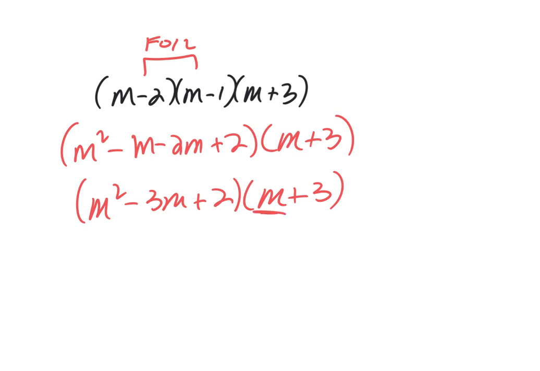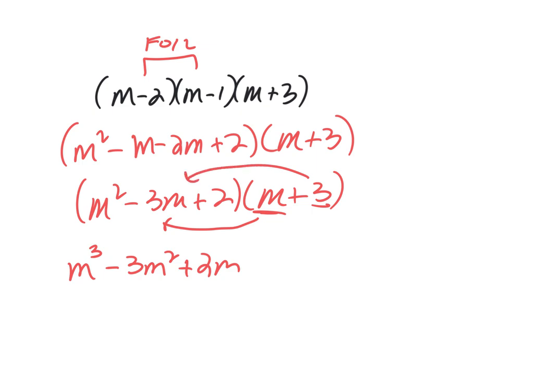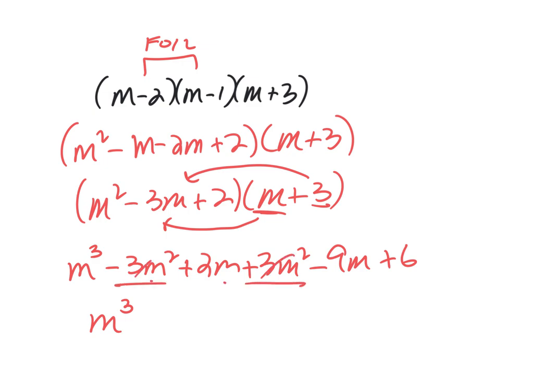So I'm going to take the m, going all the way through. I'm going to get m times m squared, m times -3m, m times 2. Then I'm going to take the 3 all the way through. 3 times m squared, 3 times negative 3m, 3 times 2. And now I'm looking for things. I've got an m cubed. I've got an m squared. The m squareds are gone. They cancel. I've got a 2m and a negative 9m. That's negative 7m. And I got the plus 6 at the end.